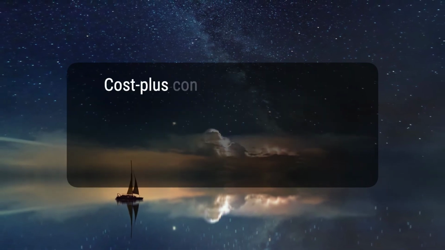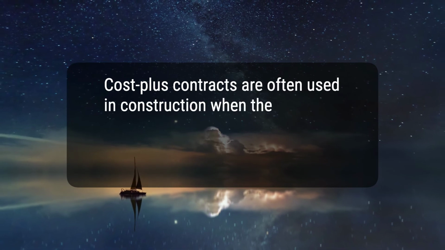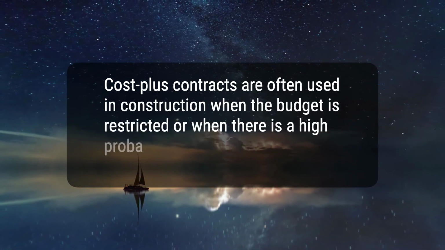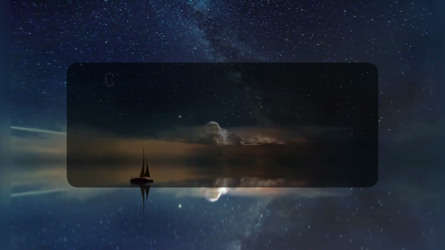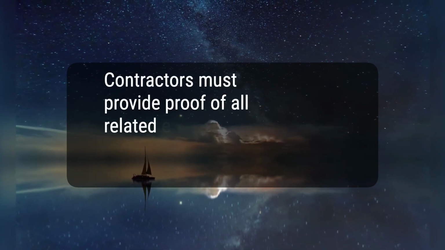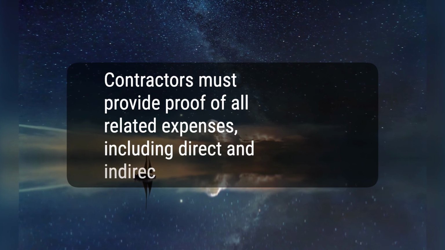2. Cost-plus contracts are often used in construction when the budget is restricted or when there is a high probability that actual costs might be less than anticipated. 3. Contractors must provide proof of all related expenses, including direct and indirect costs.